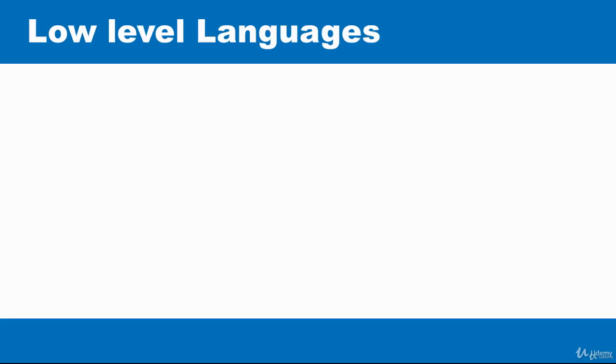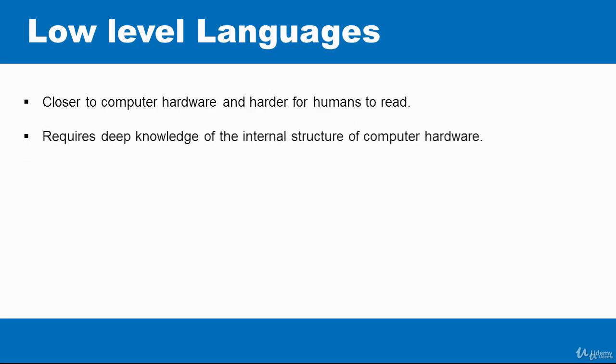So what are low-level languages? Low-level languages are basically languages that are closer in proximity to the computer hardware and harder for humans to read. With a low-level language, you require a deep knowledge of the internal structure of the computer hardware. So if you're going to write instructions for the computer to follow in a low-level language, it's going to take a long time because you're going to need a deep understanding. It is possible, but it would take a fairly long time to do that.